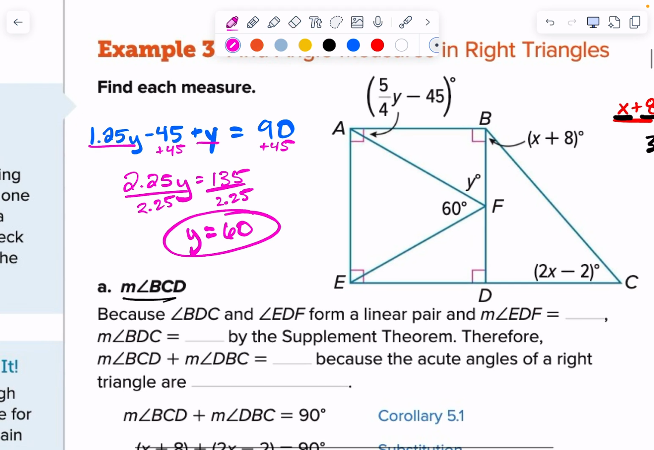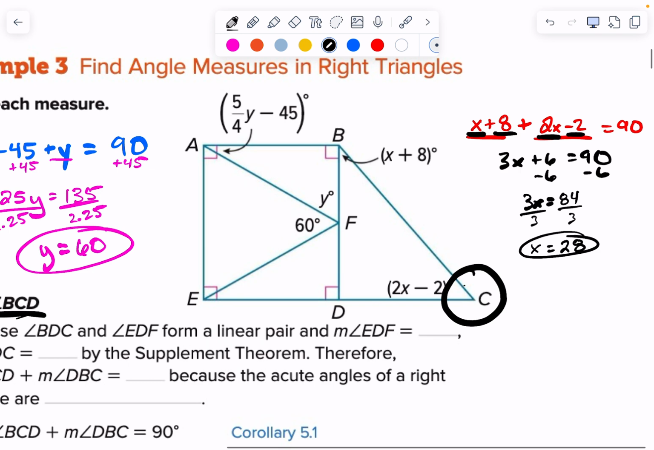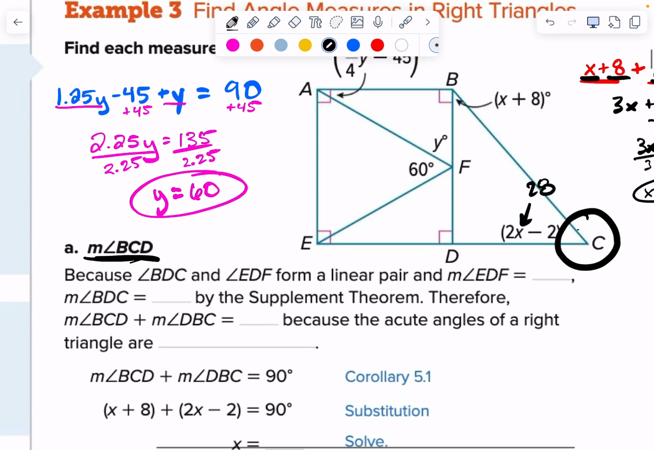But they don't want those things, not x and y. They want B, C, D. Which one is B, C, D? B, C, D is this guy right here. 2x minus 2. So I'm going to plug 28 in there. What's 2 times 28 minus 2? 2 times 28 is 56 minus 2 is 54. 54 degrees.